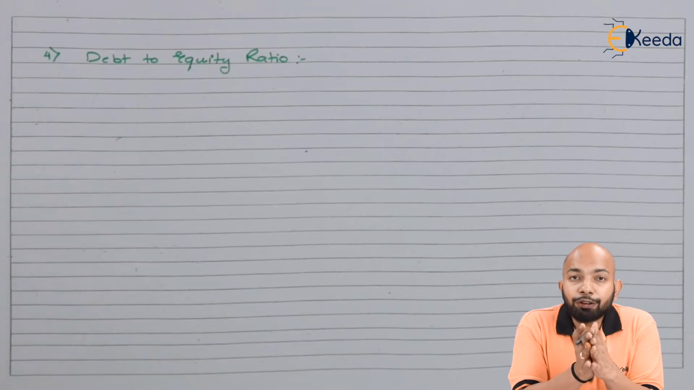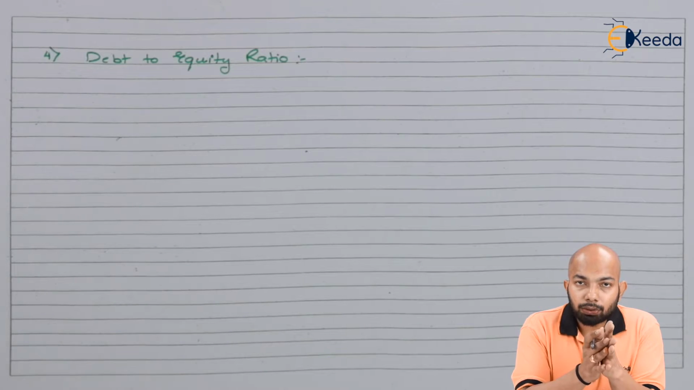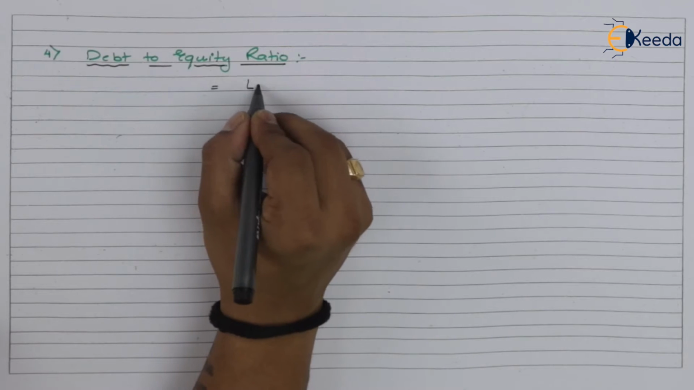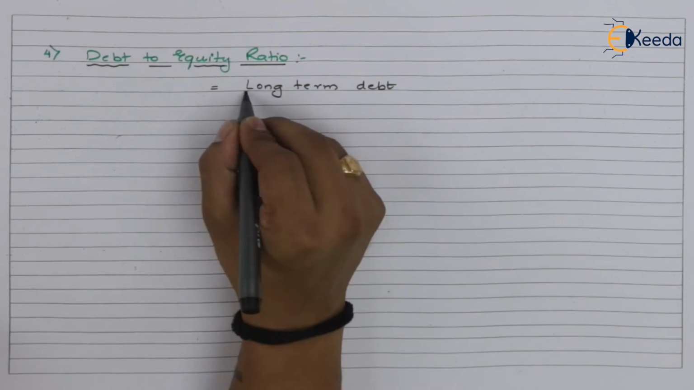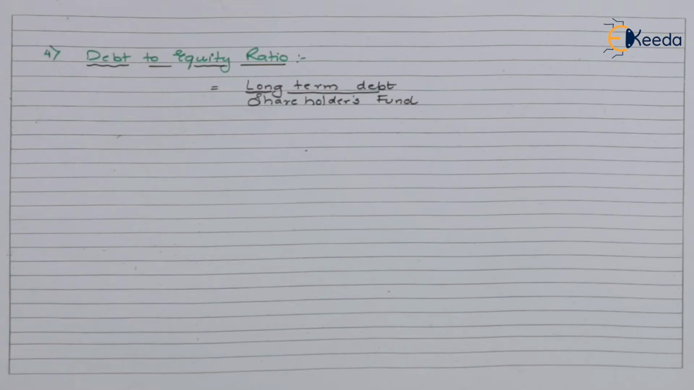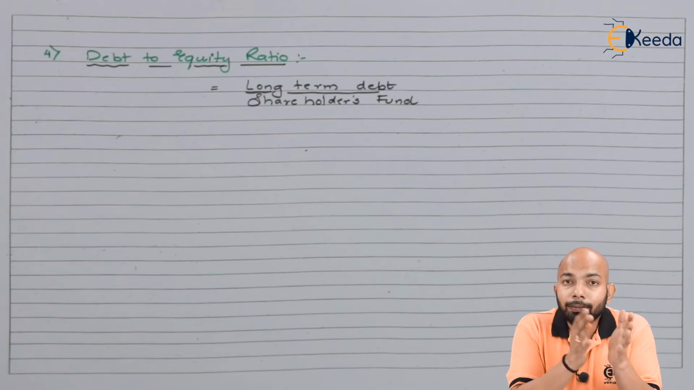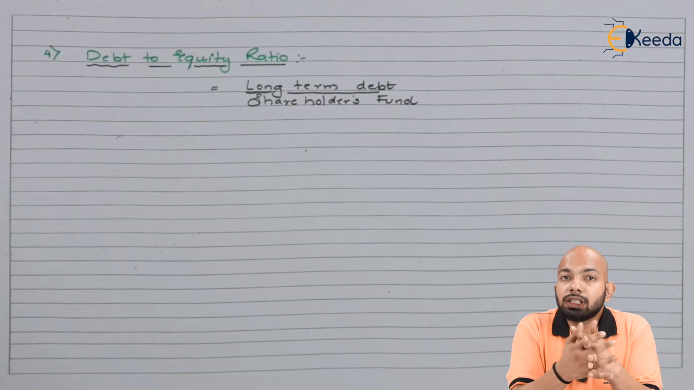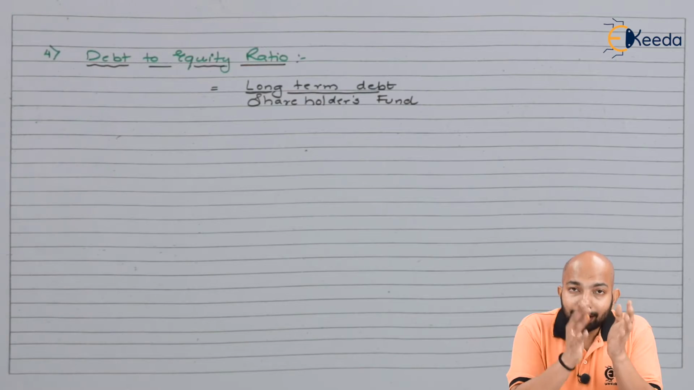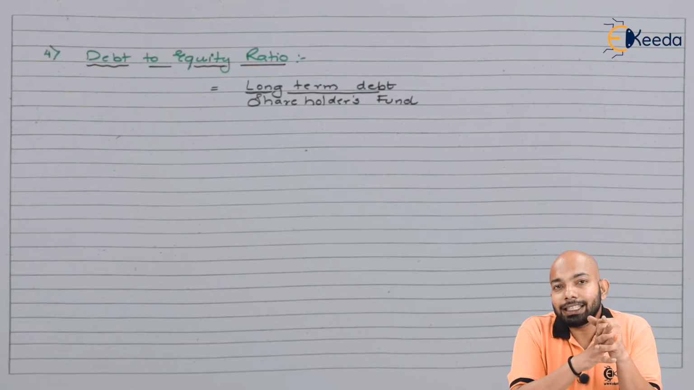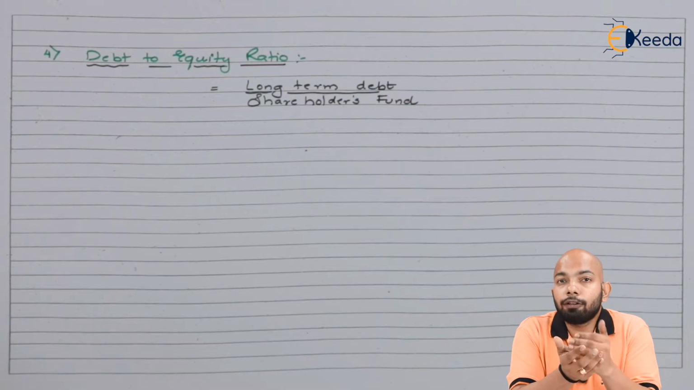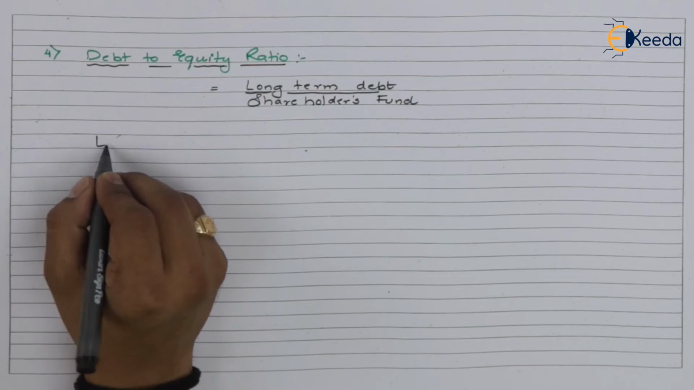The next item that we have to figure out is the debt to equity ratio. The formula here is long-term debts upon shareholders fund. That is the formula for debt to equity ratio. Let's see what we have under each category. That means what long-term debt includes and what shareholders funds includes.